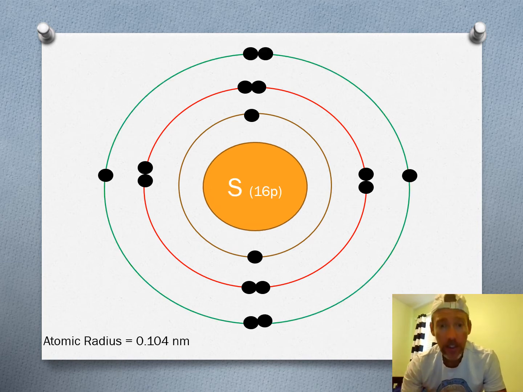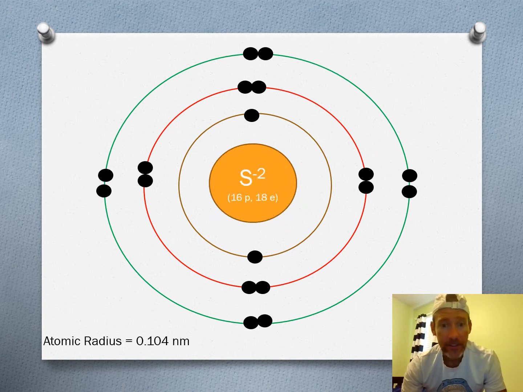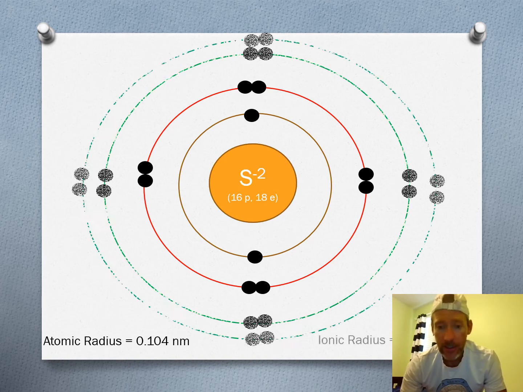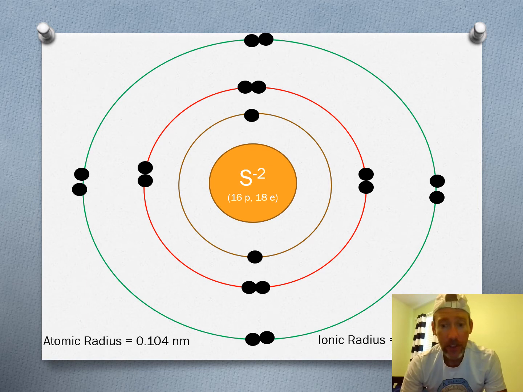Here, sulfur has 16 protons and an atomic radius of 0.104. It's going to gain 2 electrons, so it goes from 16 electrons to 18 electrons, a charge of -2, and its radius is getting bigger to 0.184. So there is a 0.08 difference between the atomic and the ionic radius.